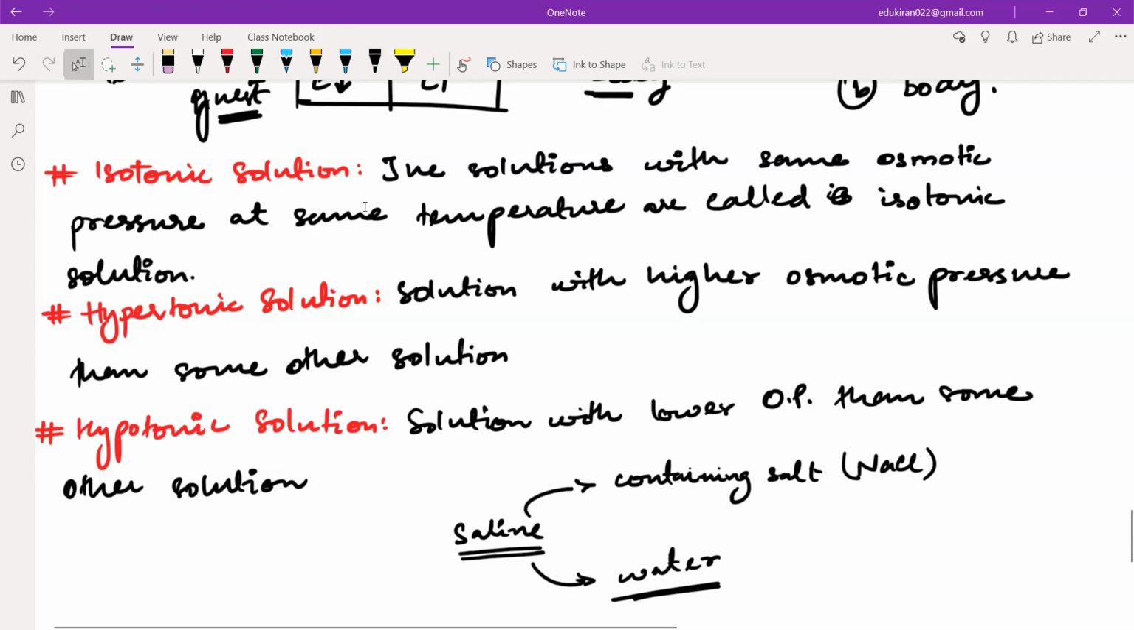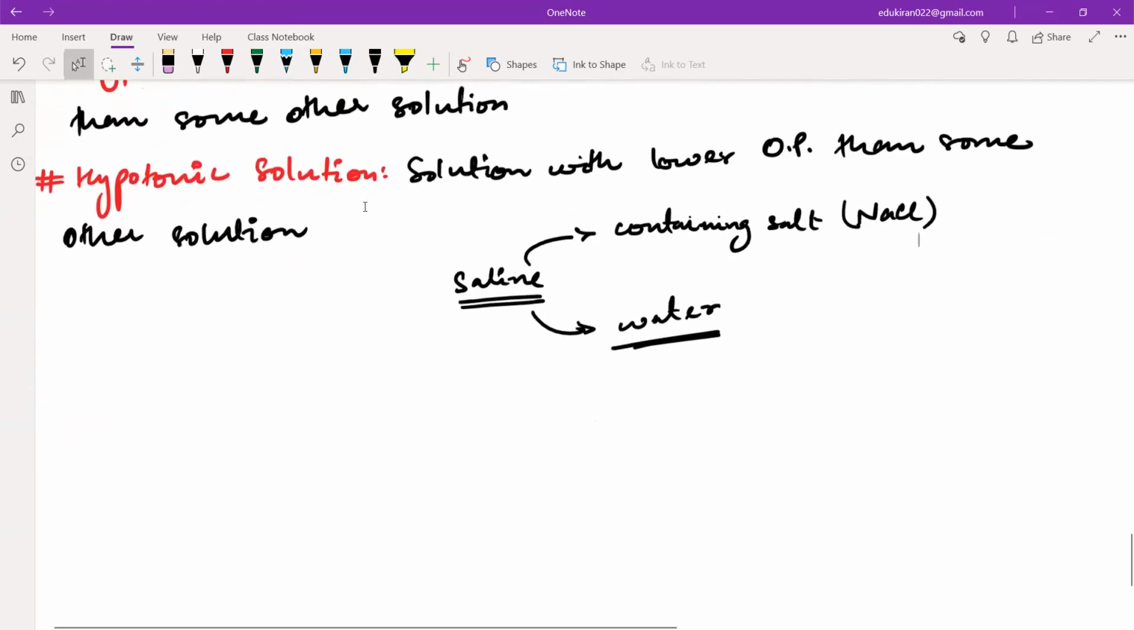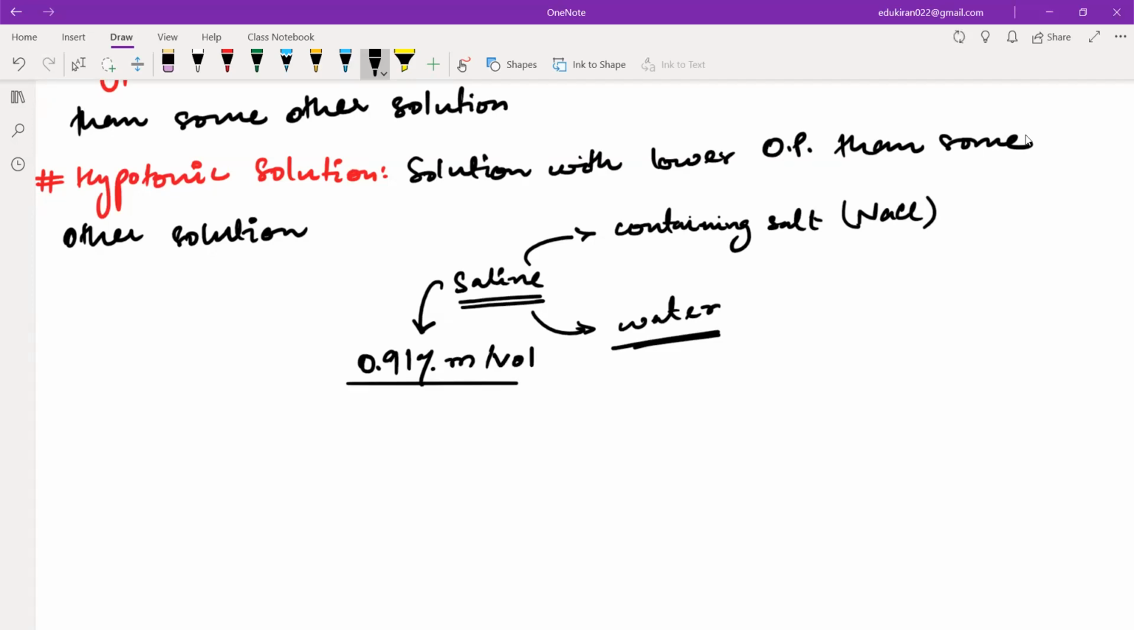See, this saline water has a very particular concentration. The concentration of the water that is given should be 0.91 percent mass by volume. That means if you have 100 ml of solution, then in this solution there should be 0.91 grams of NaCl.